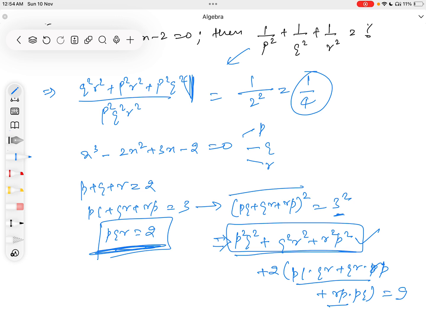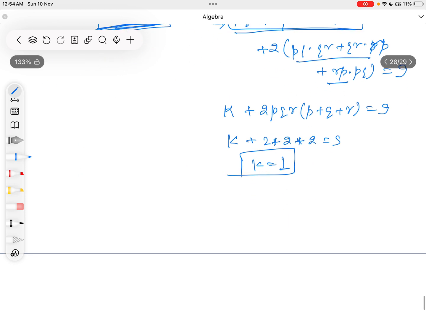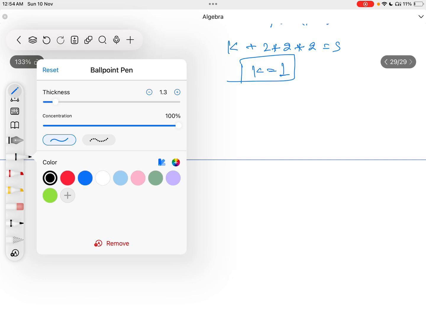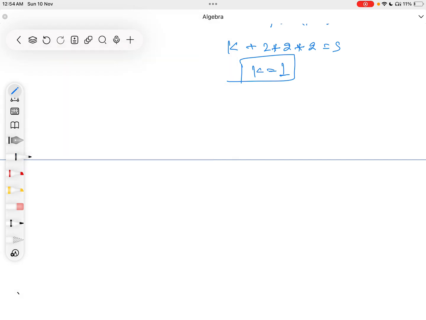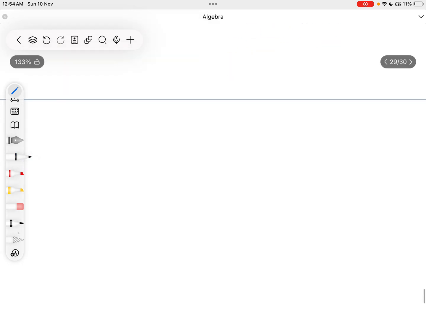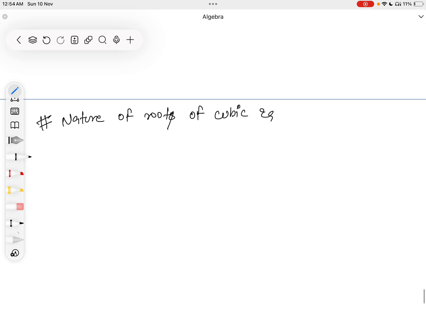Correct? Now let's see another question. Okay, before we move on to questions, actually, let's see nature of roots, but this time not for quadratic, but for cubic equations. So nature of roots of cubic equation.